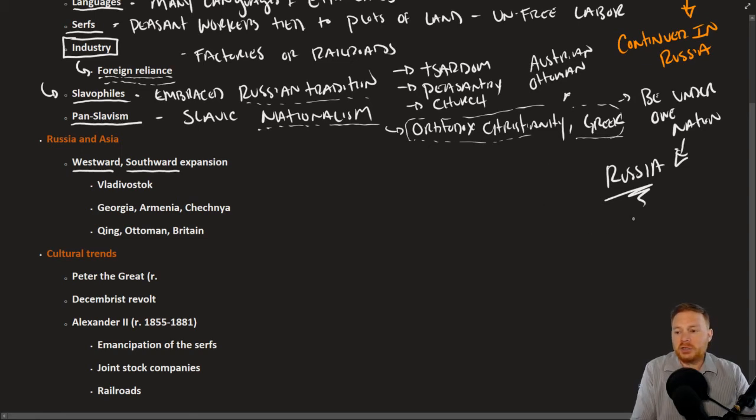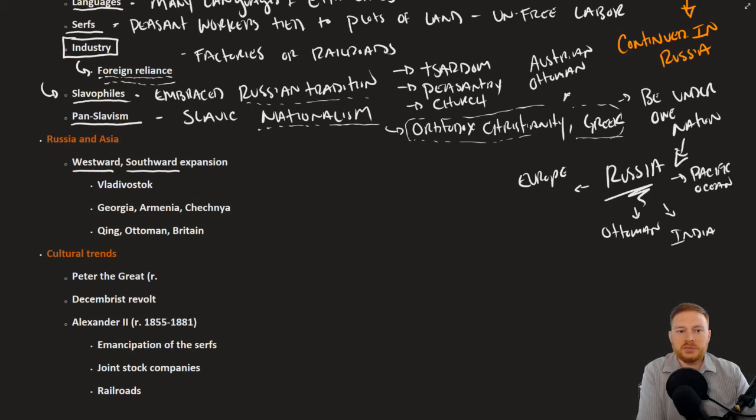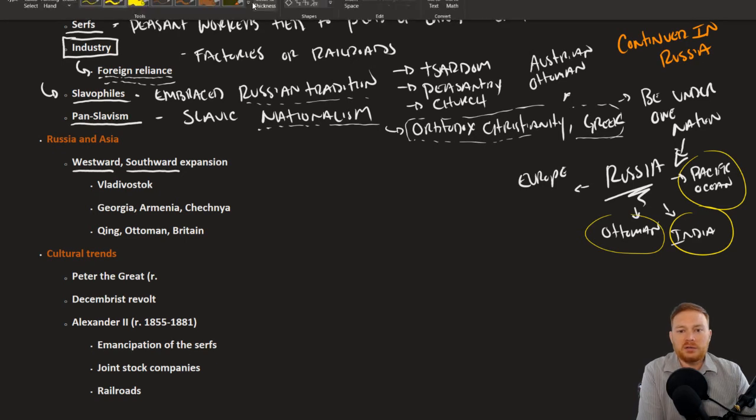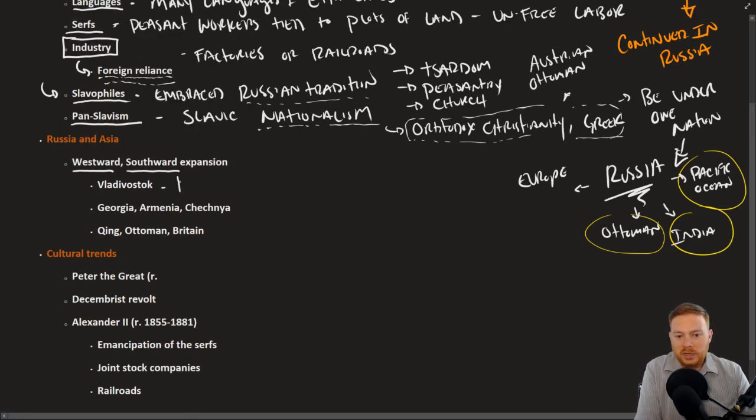If you're looking at Russia on a map to the east, this would be Europe. And again, those are the industrializing nations. To the south is the Ottomans. Over here is India. And to the west would be the Pacific Ocean. And so the Russians were successful in spreading towards Ottomans, towards India, and towards the Pacific Ocean. Vladivostok is a port city, so we're going to say a Russian port city on the Pacific Ocean, right? So the Russians did have an influence in the Pacific.